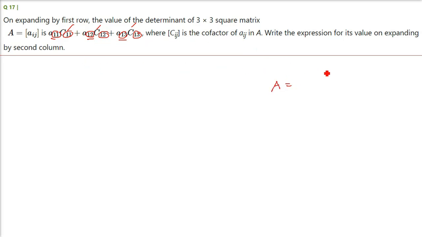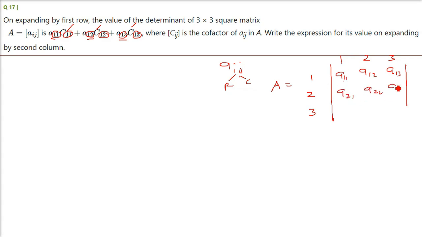Write the expression for its value on expanding by the second column. The previous statement was about the first row, and this one asks about the second column. So there are 3 rows and 3 columns which I am making now. A11, A12, A13 is how the values are represented. Aij, i is for the row number and j is for the column number. So A21, A22, A23, A31, A32, A33. 3 rows, 3 columns.